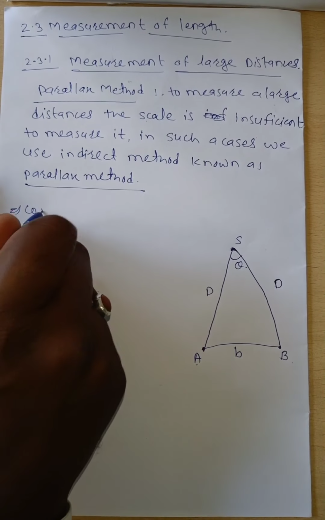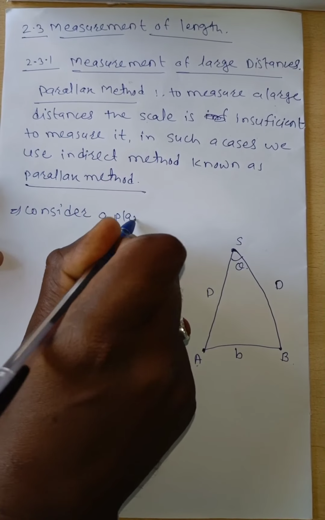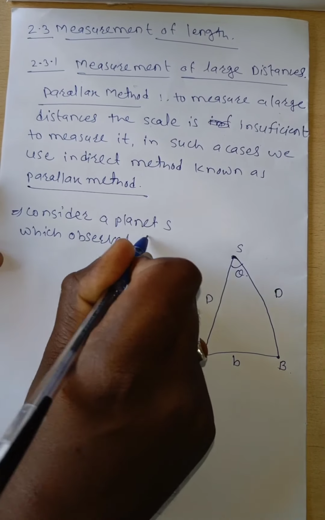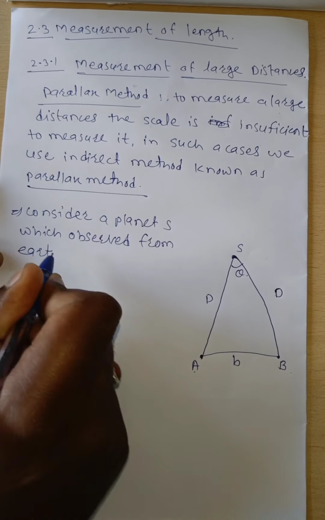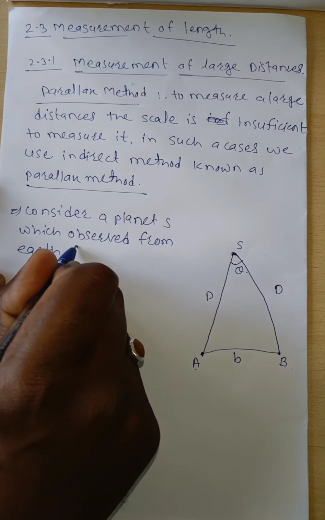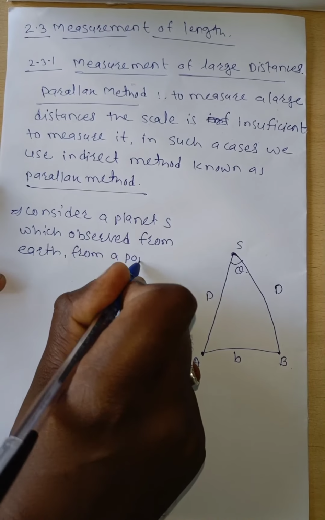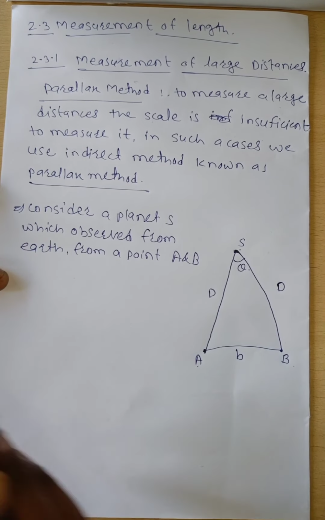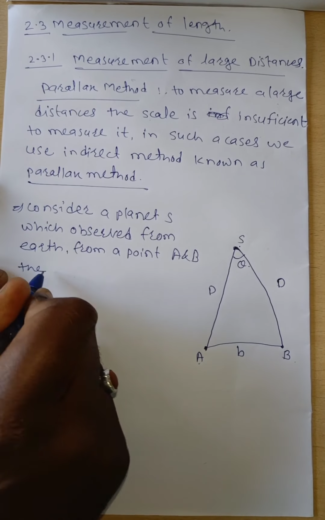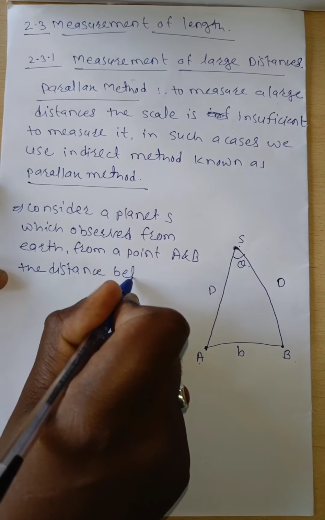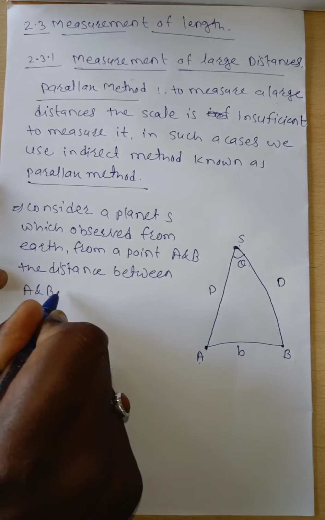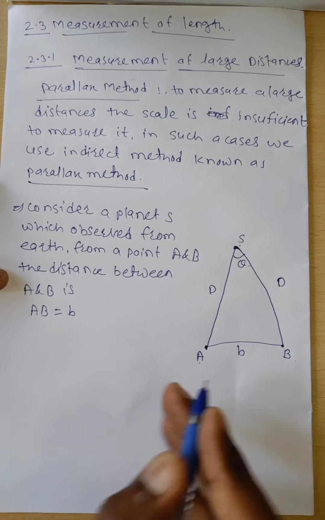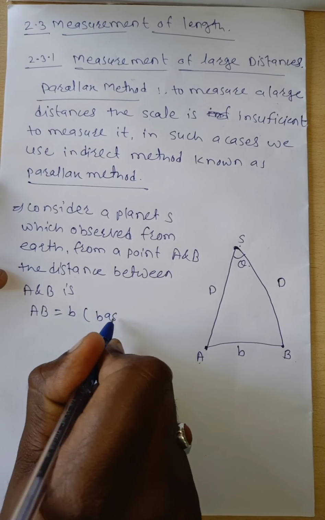Now write down: consider a planet S which is observed from the Earth, at points A and B. The distance between A and B, AB, is equal to b, which is called the basis.